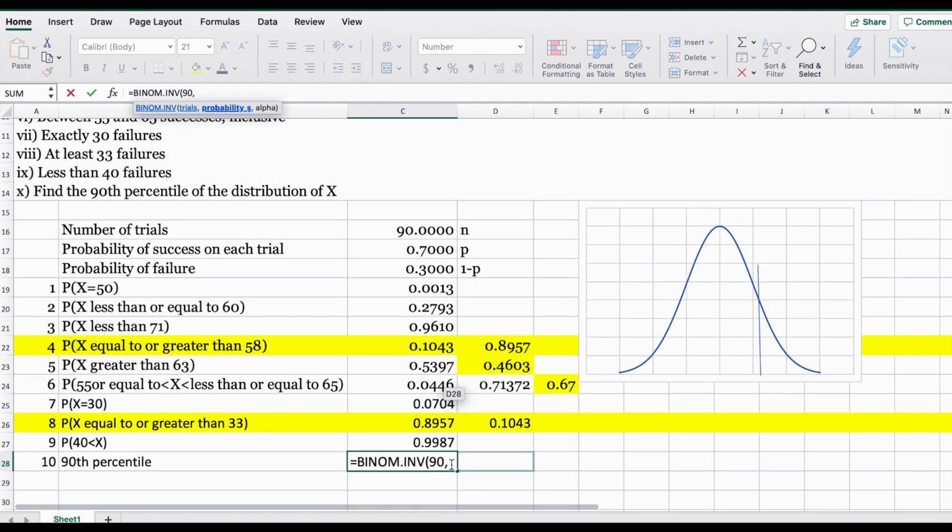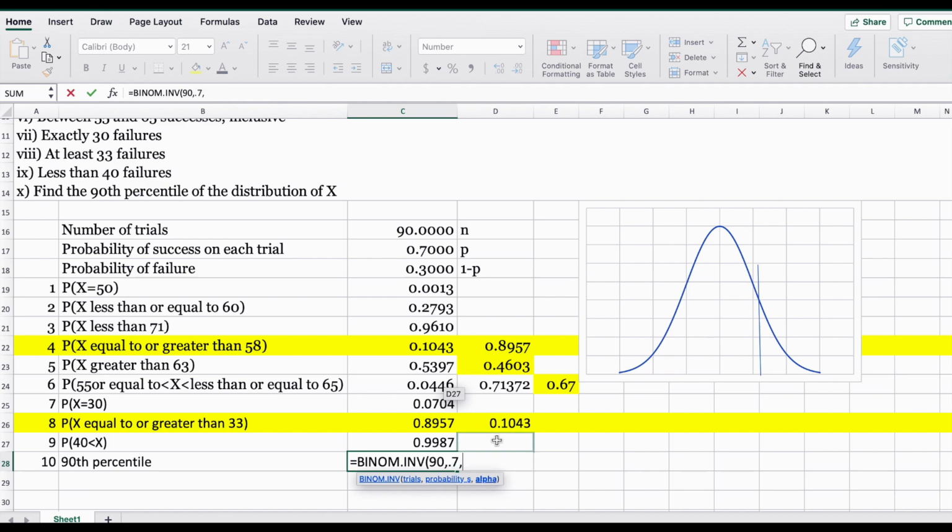The second argument it's going to ask us for is probability. So here we're going to put the probability of success, which is 0.7. So the last argument is going to ask you for alpha. Alpha is basically 1 minus 0.10. So in this case, we're going to put in 0.90. So the 90th percentile of the distribution of x is equals to 69.